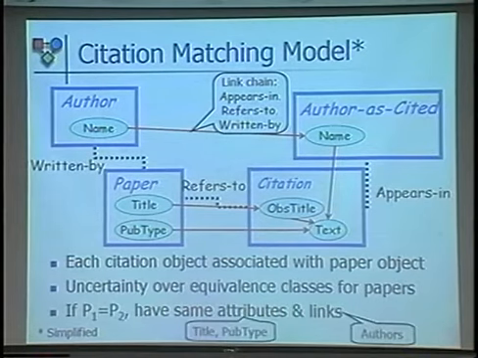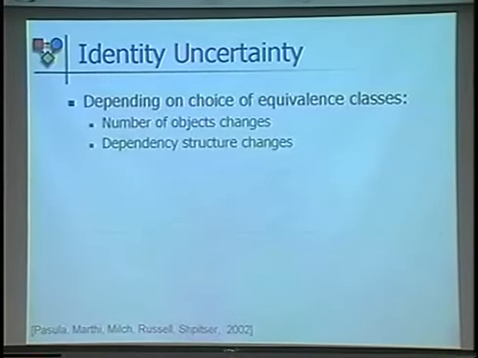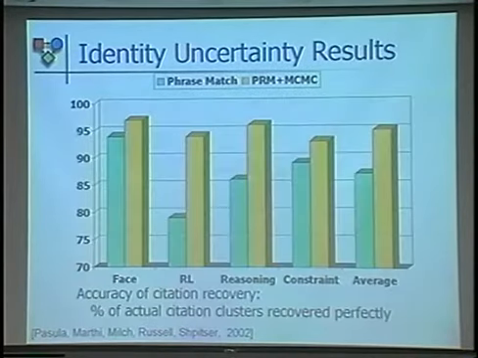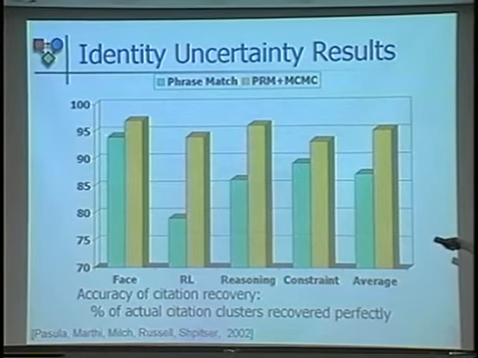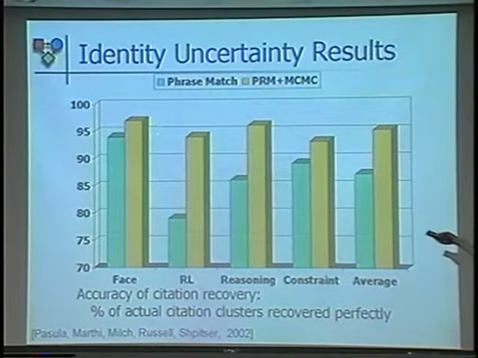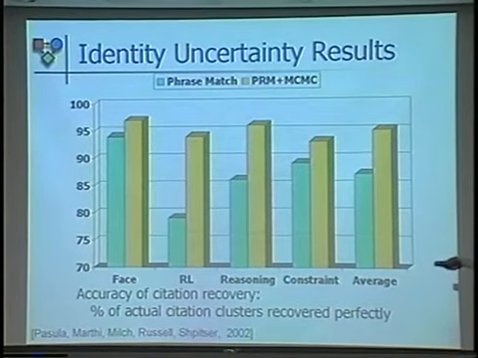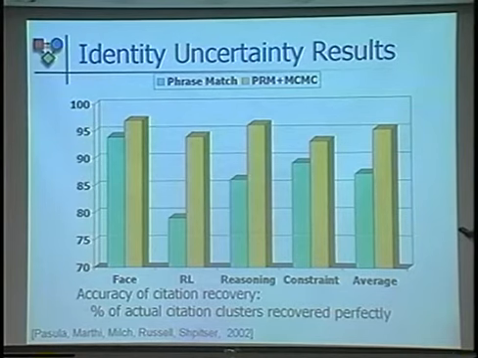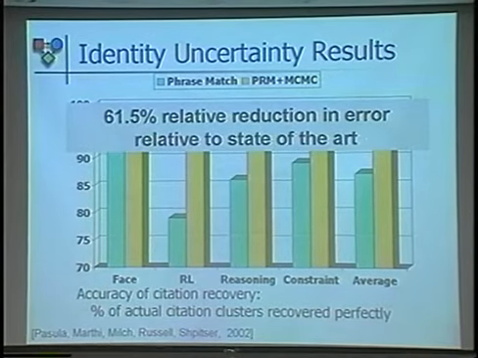And it turns out that by doing this kind of probabilistic model, you end up with significant improvements in accuracy. This, by the way, is the opposite graph from what I showed you before. Higher is better as opposed to higher is worse. So this is accuracy relative to the state-of-the-art citation matching system. And it turns out that overall, on average, you get a 61.5% reduction in error rate relative to the state-of-the-art. So you can use these kinds of probabilistic models for reasoning about what's the same as what.